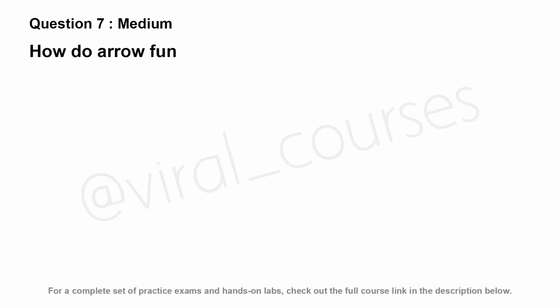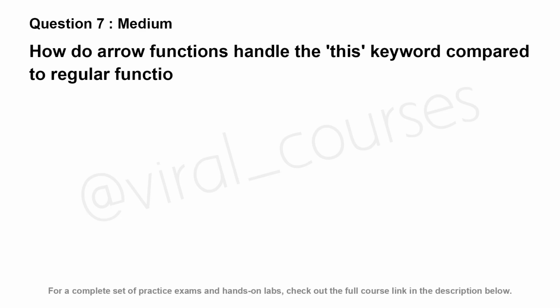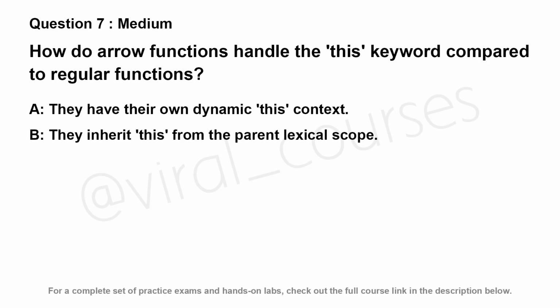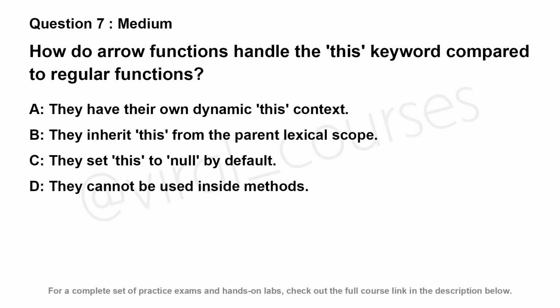How do arrow functions handle the this keyword compared to regular functions? Option A, they have their own dynamic this context. Option B, they inherit this from the parent lexical scope. Option C, they set this to null by default. Option D, they cannot be used inside methods.